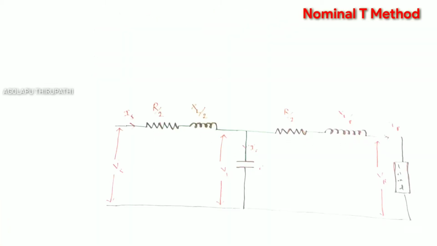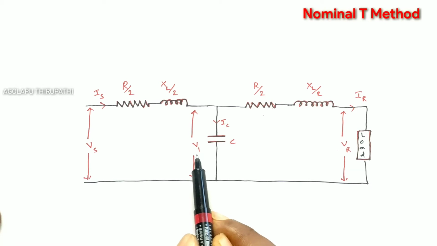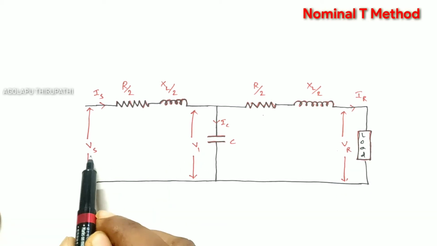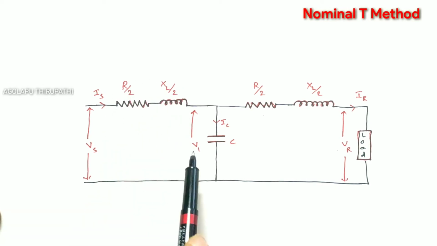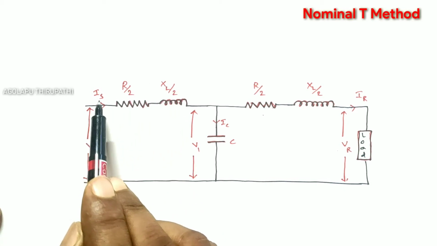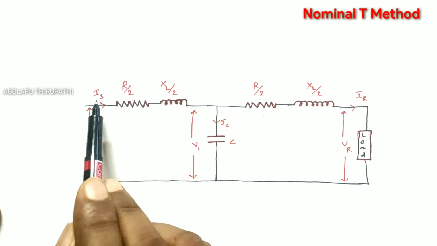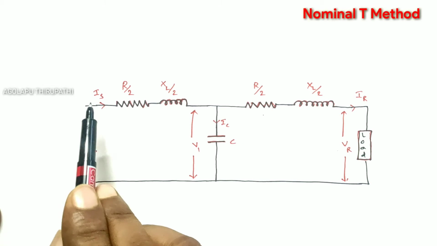Next, see the circuit diagram here. We got the V1 vector. To get Vs, we should add the voltage drop across these two parameters to V1. What current is flowing through these two parameters? Is current, right? So first we should draw the Is vector. To get the voltage drop, we should know what the Is vector is.